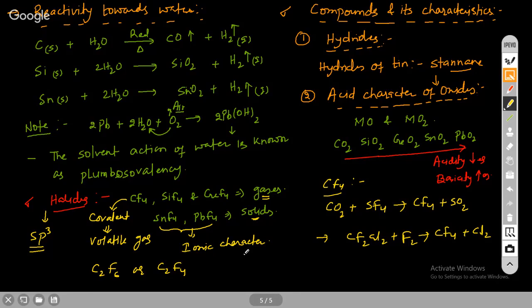Now this C2F4, which is tetrafluoroethane, when it polymerizes to (C2F4)n, this we call polytetrafluoroethylene. Okay, this is polytetrafluoroethylene, PTFE. Polytetrafluoroethylene is the polymer of tetrafluoroethane.